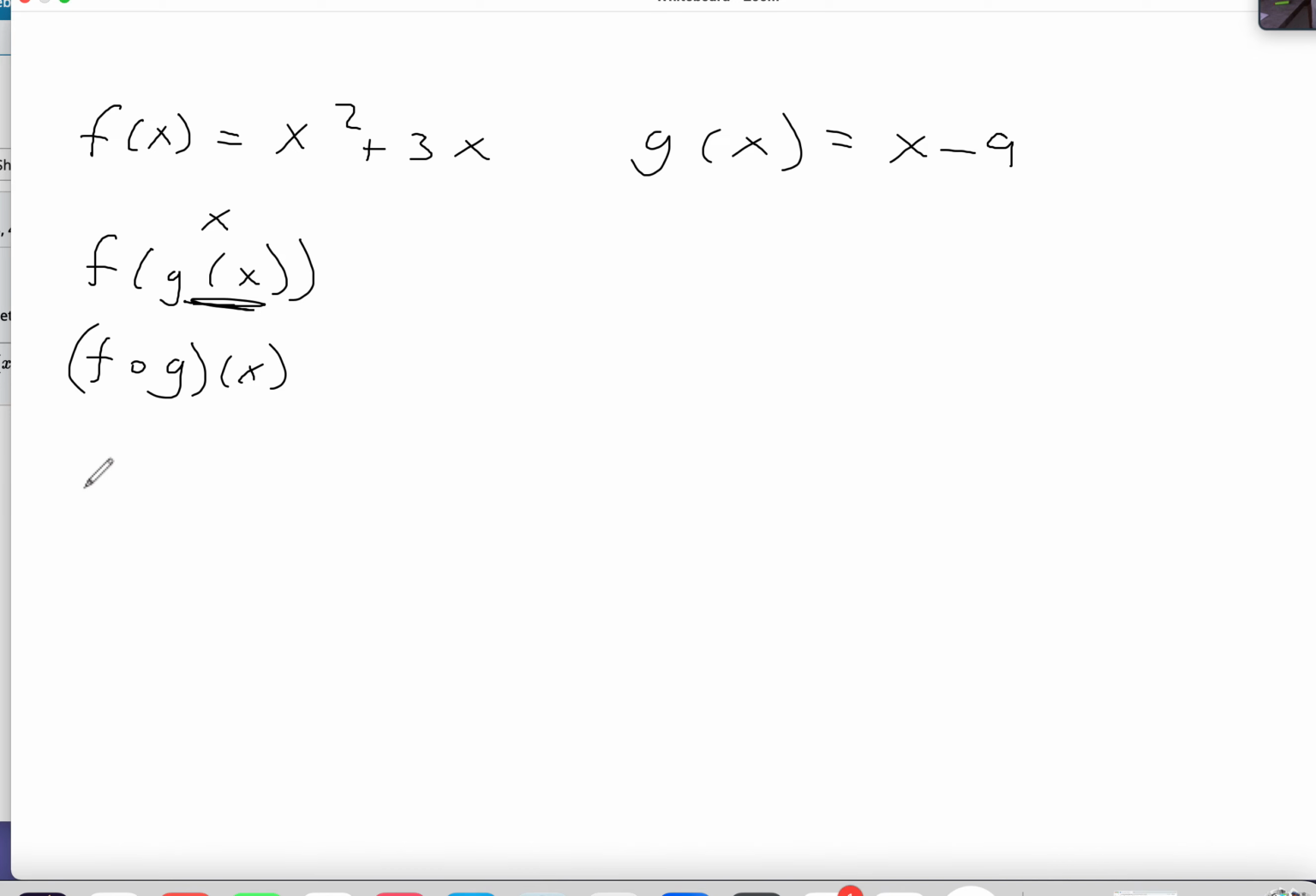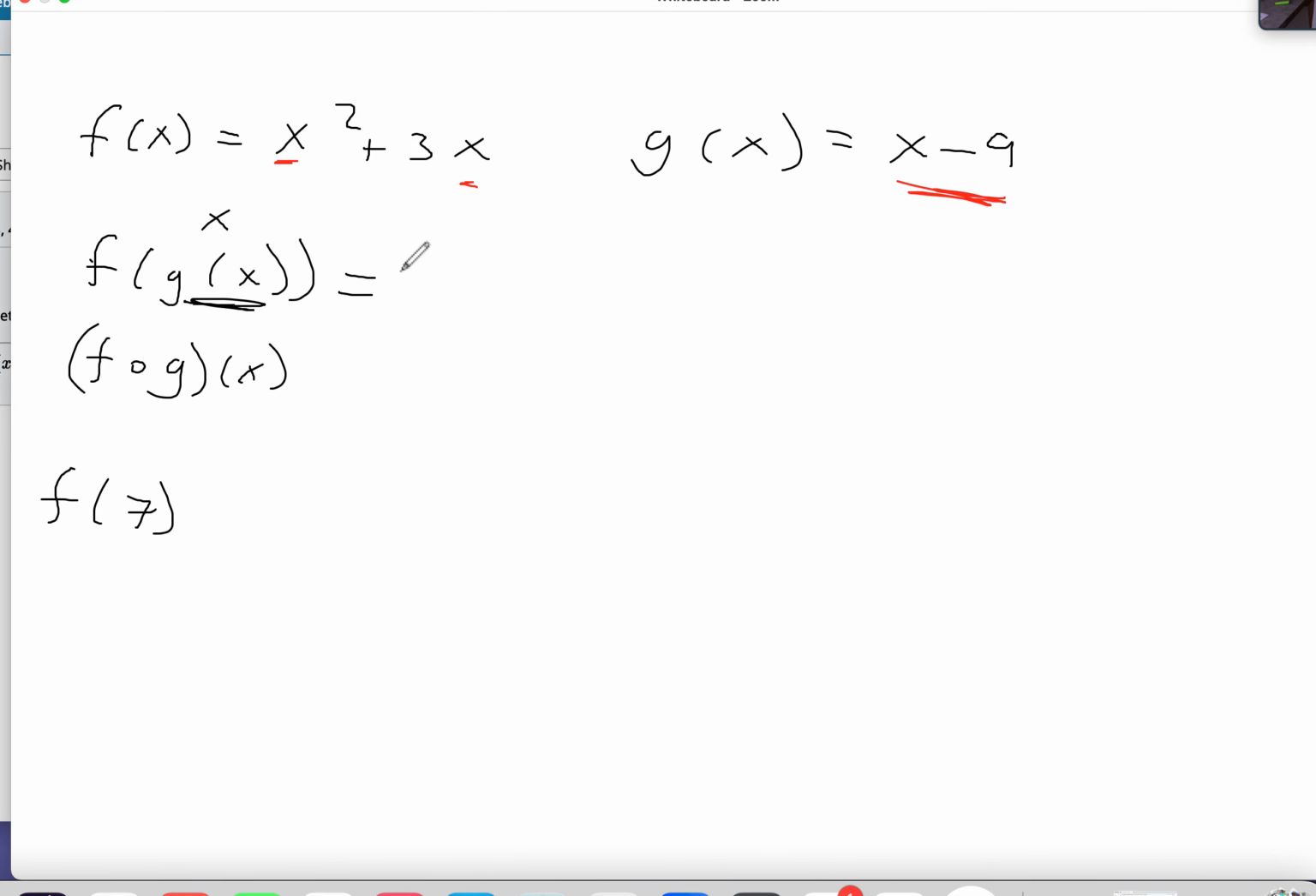So the same way that if this said find f of 7, we would toss a 7 in for those x's. When this says find f of g of x, we take this g of x right here and throw it in for both of those x's. So let me show you what that looks like.